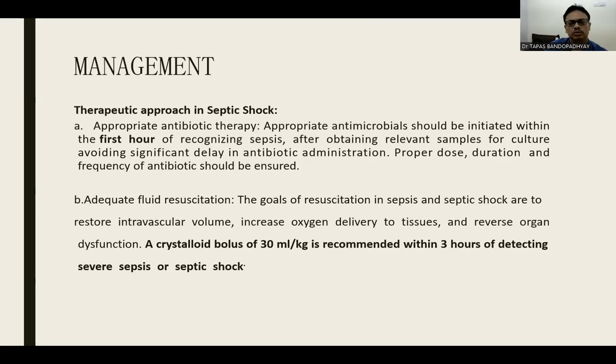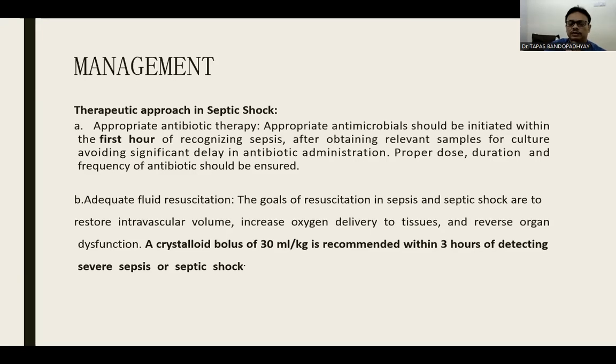About the therapeutic approach in a nutshell, the main point you should bear in mind is that appropriate antibiotic should be initiated within the first hour. Every hour of delay in starting the appropriate antibiotic empirically increases the risk of fatality, and the chance of recovery becomes less. But this should be done only after obtaining relevant samples for culture, avoiding significant delay in antibiotic administration, and proper dose, duration, and frequency should be ensured.